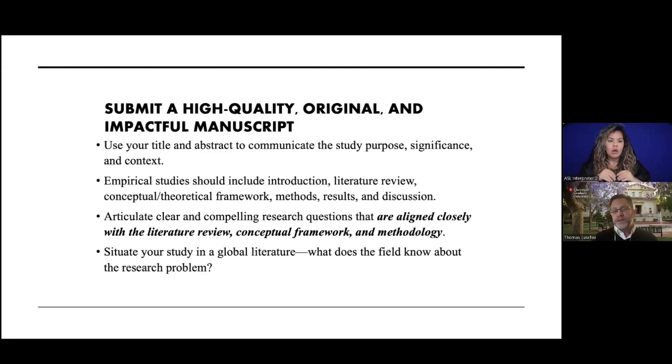If you're submitting an empirical study, that should include an introduction, a literature review, a conceptual or theoretical framework, a method section, a results section, and a discussion. You should articulate clear and compelling research questions that are aligned closely with the literature review, the conceptual framework, and the methodology. So alignment is really critical across all of those pieces of your manuscript. And you should situate your study in a global literature. What does the field know about the research problem? And what is the contribution you're making? And Dario will be speaking next and providing some examples of what that means in terms of situating your study in a global literature.